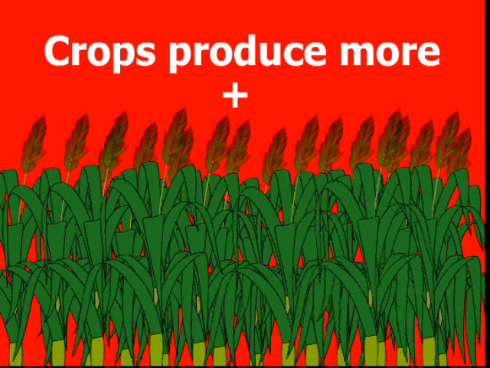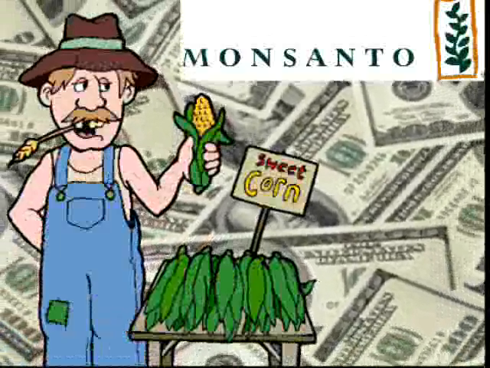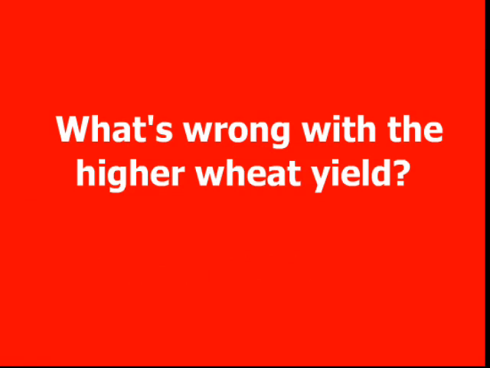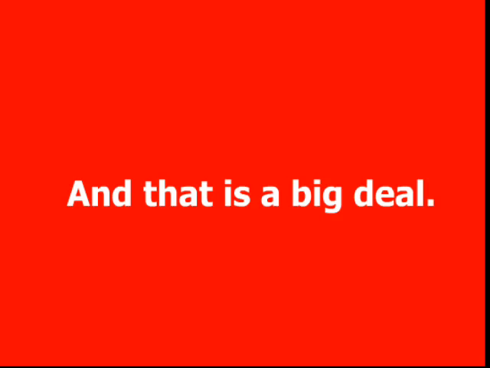So yes, wheat in a monoculture is good, because these crops produce more. They're cheaper to grow, and they make more money for the farmer and the agricultural business. So, what's wrong with the higher wheat yield? It's cheaper to grow and there's more money for the farmer. Shouldn't everyone be happy? Well, here's the problem. In order to achieve that, as mentioned before, we lose genetic diversity, along with species diversity and ecosystem diversity. And that is a big deal.